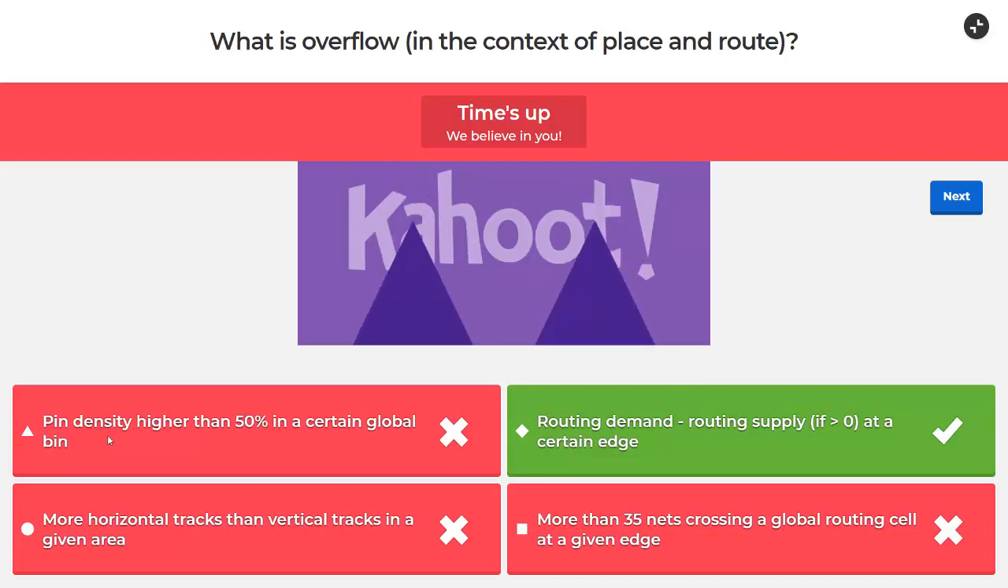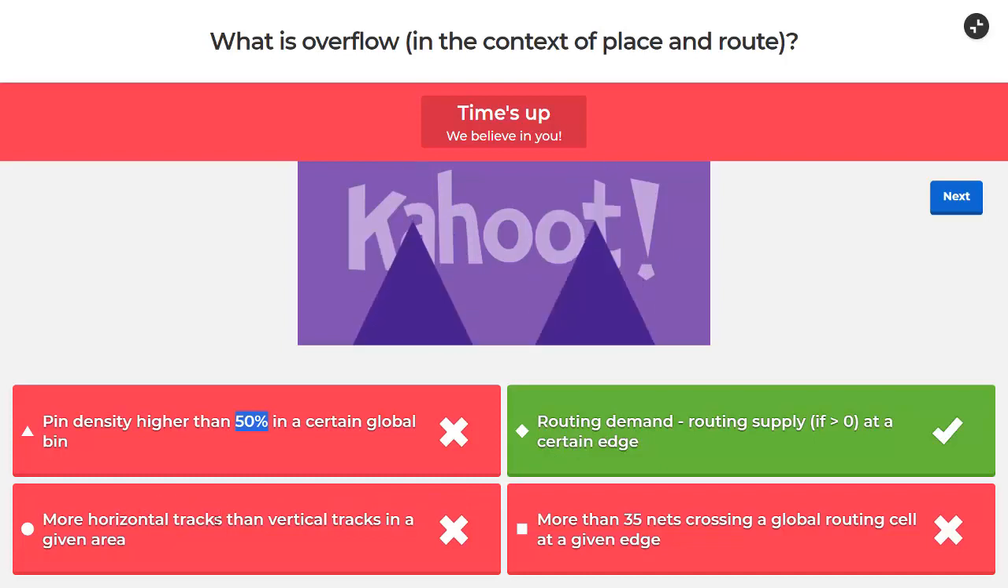So pin density is something we don't want, but saying pin density is higher than 50% is just kind of waving our hands. We want a real metric that can show us what overflow is. I'm not sure what that 50% even means. It was just something I made up. It may cause overflow or congestion in a certain area, but that sure is not the metric. Okay, the definition is routing demand minus routing supply. If it's bigger than 0 at a certain edge, that's the definition of overflow for that edge.